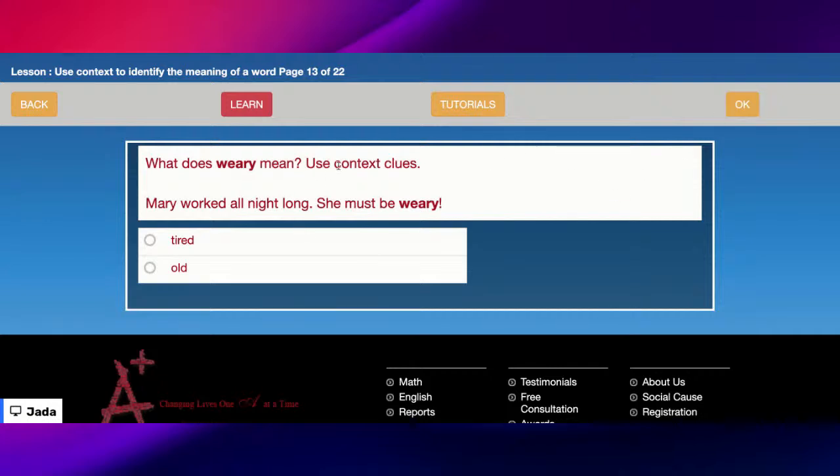Okay, what does weary mean? Use context clues. Mary worked all night long. She must be weary. Okay, we said this in our tutorial. She must be tired. Okay, so if you work all night long, you're going to be tired. So she would be tired.